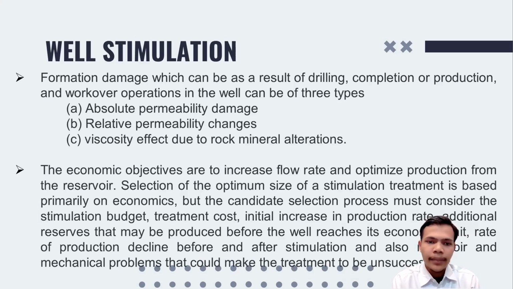Formation damage, which can be a result of drilling, completion, or production operation in the well, can be of three types. The first one, absolute permeability damage. The particulate material blocks the formation pore space, thereby reducing permeability. The second one, relative permeability change, which results in an adverse relative permeability effect in highly water saturated zone, thereby creating significant reduction in the apparent relative permeability to oil. And the third one is viscosity effect due to rock mineral alteration.